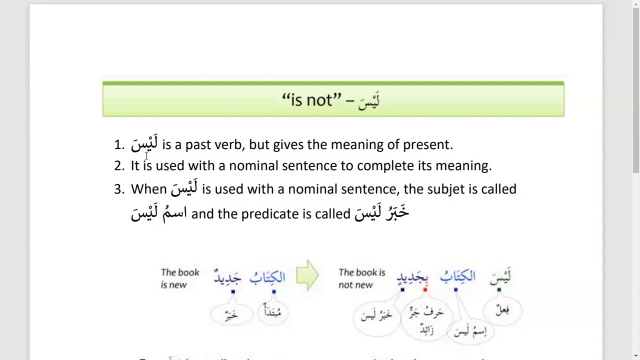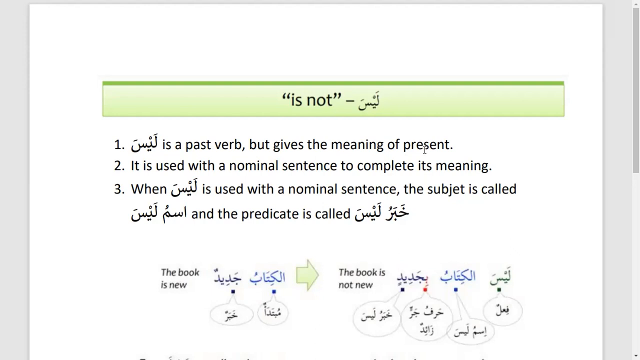We can see here, laysa is a past verb, but gives the meaning of present. So basically, it's a past verb, but it gives the meaning of present. And basically it means "is not". Even in English, when we say "he is not", that does not make any sense unless we complete it and say "he is not a student", or "he is not a teacher". But if we say "he is not", that does not make complete sense.